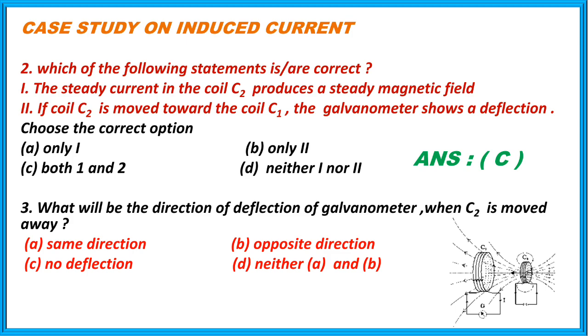Now question number 3. What will be the direction of deflection of galvanometer when C2 is moved away? Option A, same direction. B, opposite direction. C, no deflection. D, neither A nor B. Your correct answer is option B, opposite direction.